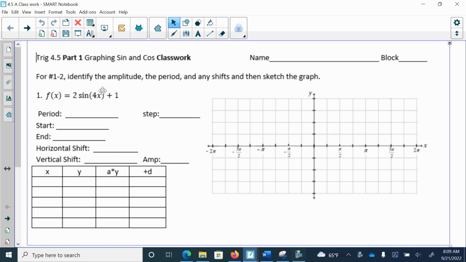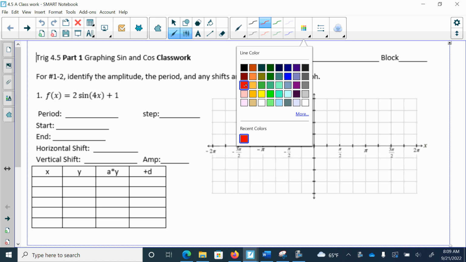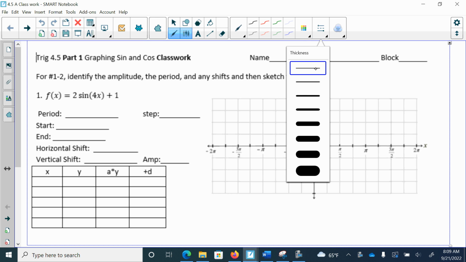This is Mrs. Ward, and I'm going to go over the classwork for section 4.5, part 1, where we're graphing the graphs of sine and cosine. So let's just get started. The first one has the function f of x is equal to 2 sine of 4x plus 1.